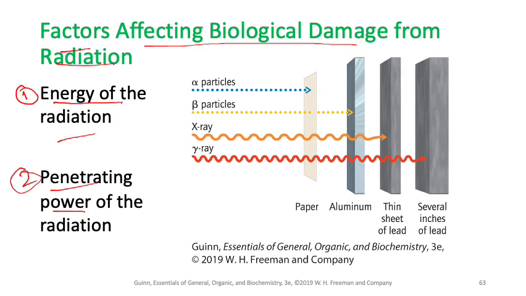So if you can see here, the alpha particle, we're going to talk about each of them separately. What's the energy of the particle and what's the penetration power for each of them: alpha, beta, X-rays, and gamma rays, right? So let's go to the next slide.